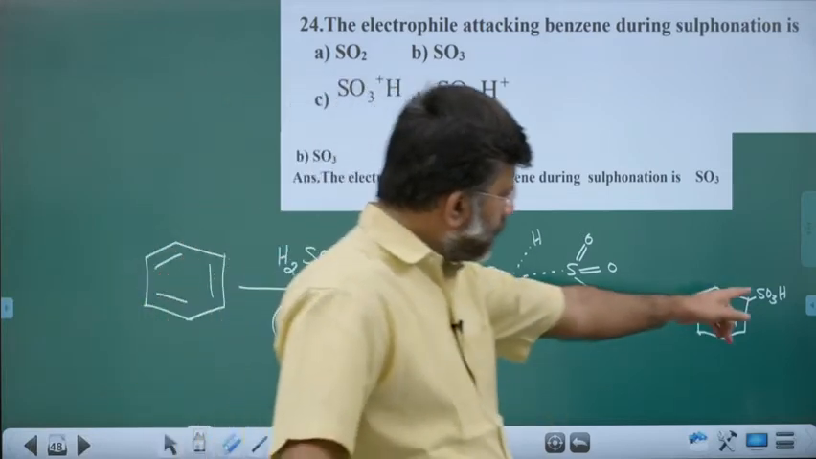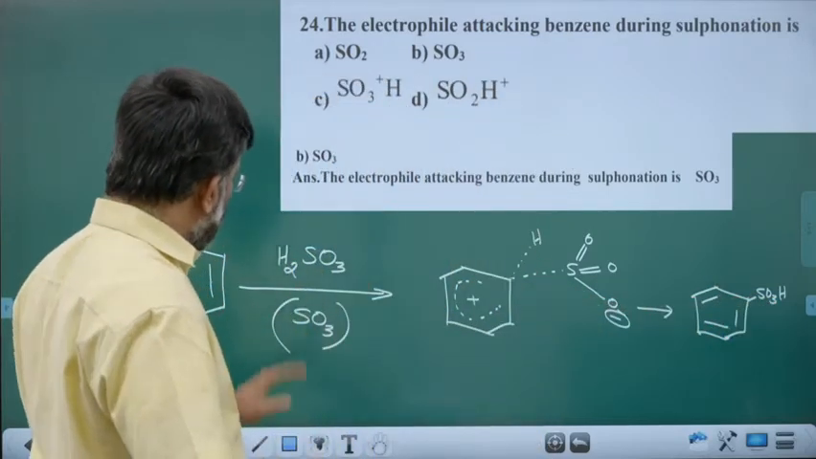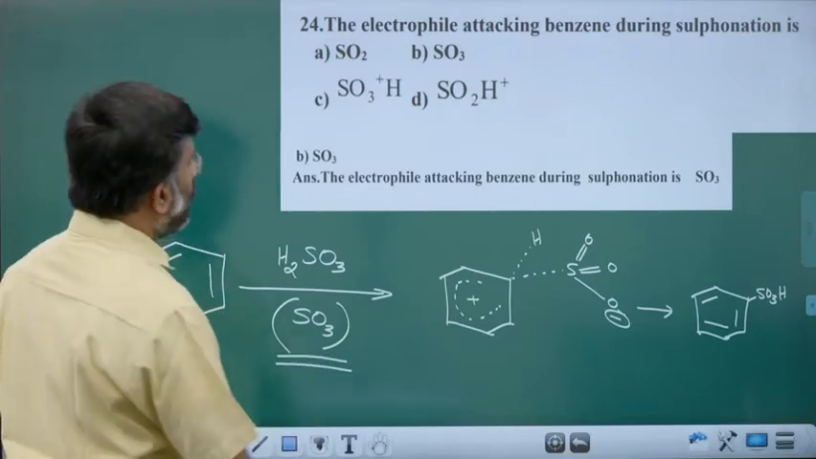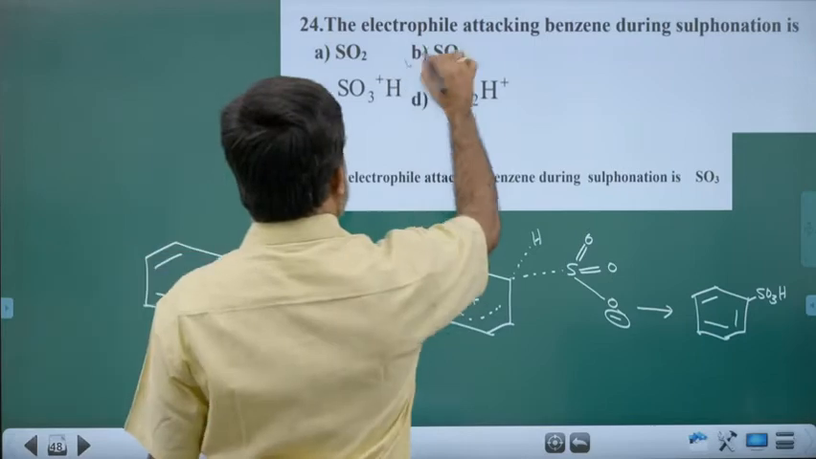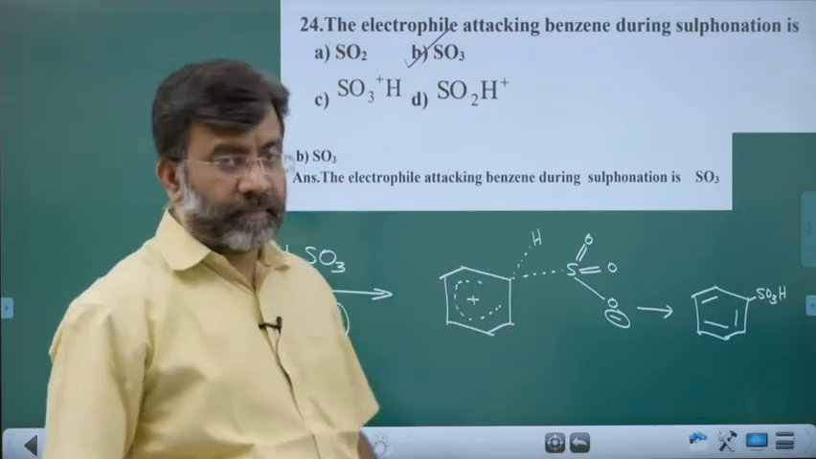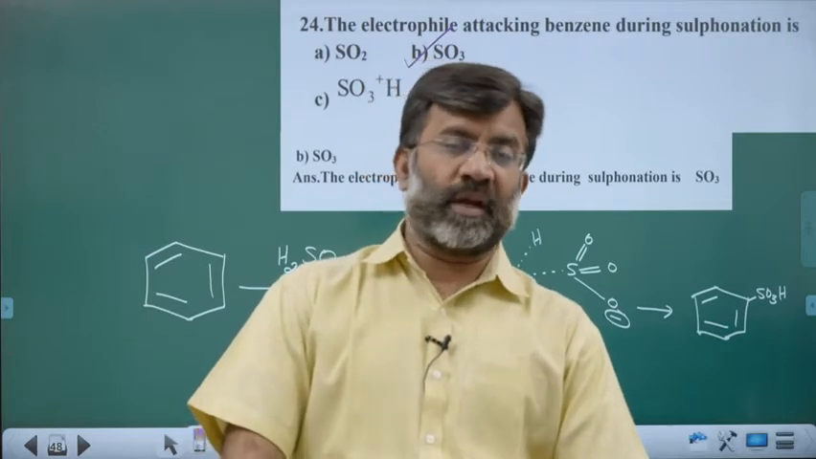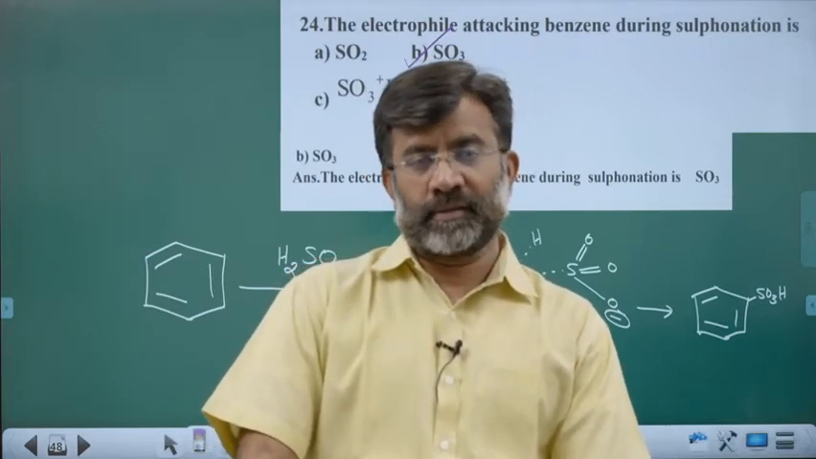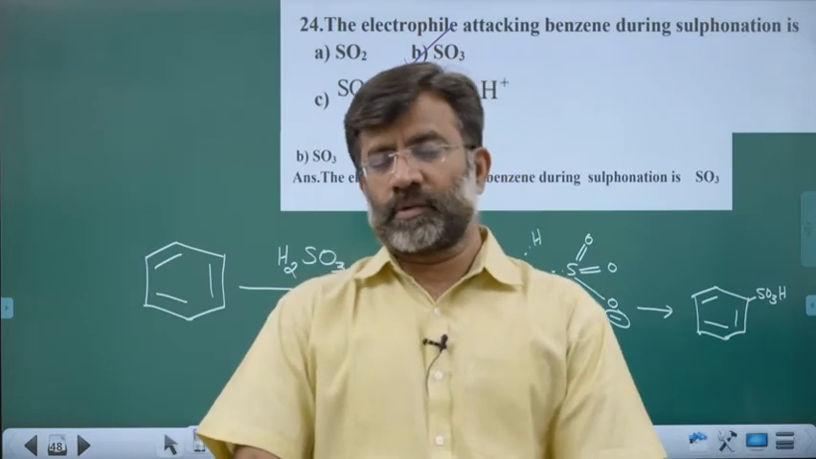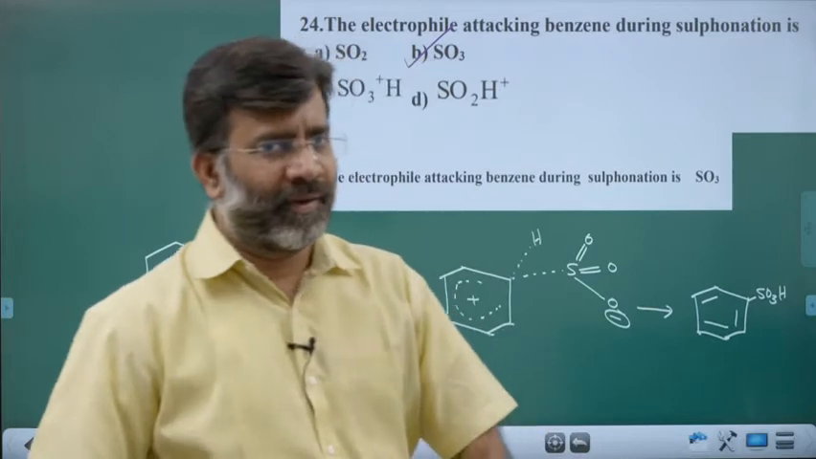Looking at that, never try to comment C is the answer. The electrophile is SO3. Option B is the correct answer. Sometimes wrongly you may interpret looking at the product where you find HSO3 in the final product. It is not HSO3 plus which is the electrophile. SO3 is the electrophile. Okay, next.